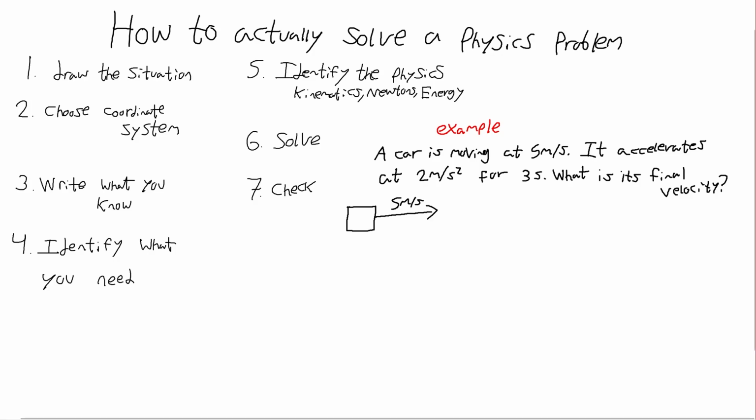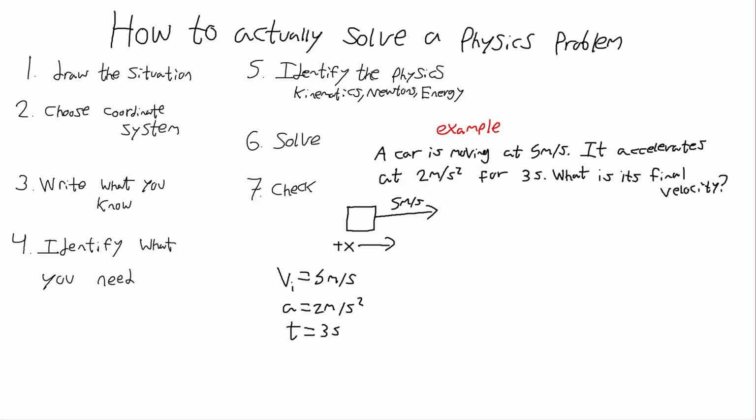And then we want to choose our coordinate system. This is pretty simple. We'll just say anywhere to the right of this car is positive x. This keeps things simple so we don't have to worry about negative signs. Then we write what we know. We know the initial velocity is 5 meters a second. We know the acceleration is 2 meters a second squared. And we know the time is 3 seconds. Step 4, identify what we need to know, the final velocity. That's what the question asks for, and that's the only thing we need to solve for.